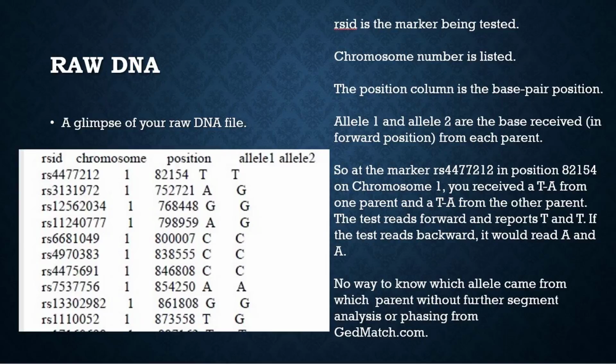Okay. So there's no way to know which allele came from which parent without either segment analysis, which is something else you can do on GEDMATCH, or phasing, which is something you can do on GEDMATCH. So you don't know which of the two you get. Now, if you get a T and a T at that first spot, then it doesn't matter which one gave you which one, right? But if you get the next line, the A and the G, you want to know which parent gave you the A and which parent gave you the G. The only way to determine that is either through phasing or through segment analysis.